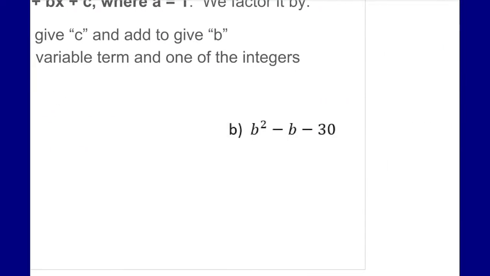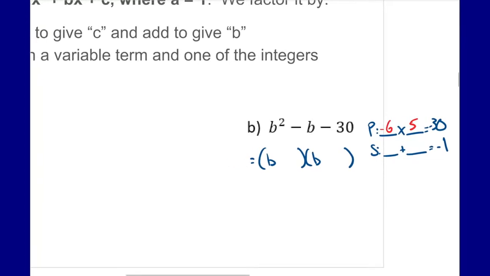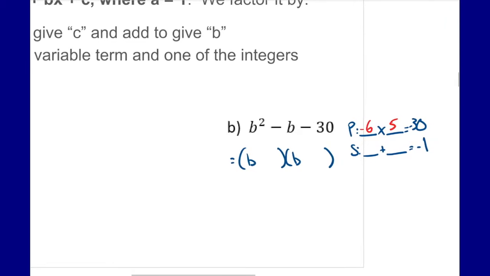For B, same idea. Looking for two numbers that multiply to give us negative 30, but add to give us negative 1, or that middle number. Our first term will be b. The second term comes from solving this kind of riddle. What two numbers multiply to negative 30 but add to negative 1? Well, it would be negative 6 and 5. And again, you may not get it that quickly, which is okay.